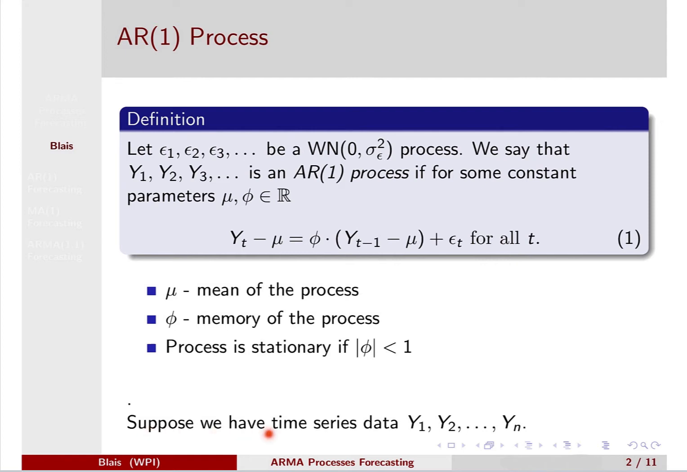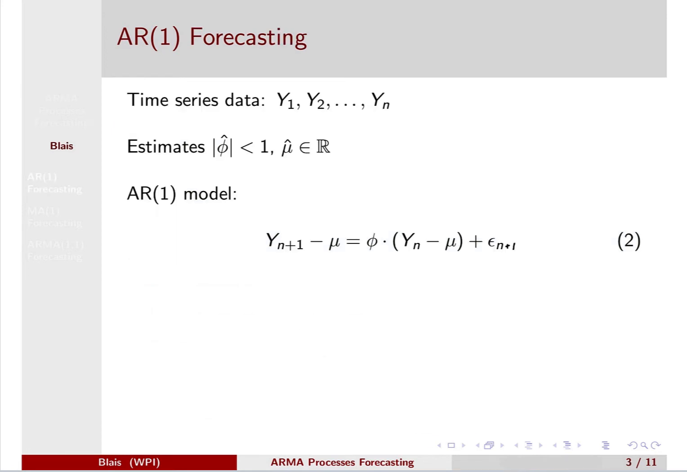And now we're going to apply this to a time series. So suppose we have time series data, y1, y2 up to yn. So here's our data here. And we have estimates of the parameters for the model. So we have an estimate phi hat, and let's assume that it is in absolute value smaller than 1, so we have a stationary time series model, and we have an estimate mu hat for mu. In that case, our AR1 model looks like this, where we reindex in terms of n.